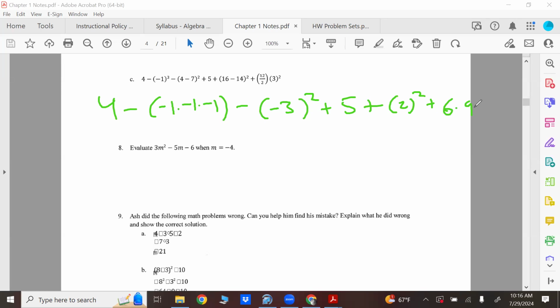And just so we don't get confused, because law of negatives, right? -1 3 times. Let's just write that out. -1 is going to be multiplied 3 times. What happens when you multiply negative odd number of times? Is it negative or positive? Negative, right? Exactly right. So it's 4 minus -1 minus 9 plus 5 plus 4 plus 54. So by being very methodical and organized in our approach, we'll be okay.